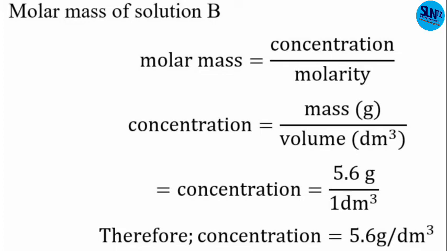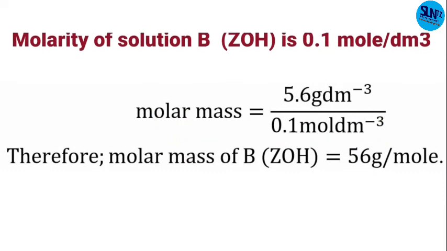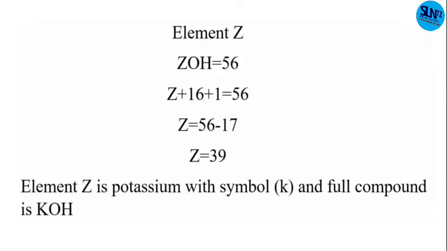as we remember, the mass is 5.6 g dissolved in 1 liter. So mass is 5.6, the volume is 1 liter. So the concentration is 5.6 gram per decimeter cube, and the molarity of 0.1 has been calculated, so the molar mass is 5.6 gram per decimeter cube divided by 0.1 mole per decimeter cube. Therefore, the molar mass of solution B is 56 gram per mole, and gram per mole is the unit of molar mass.